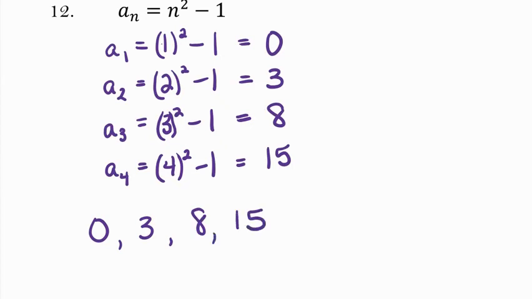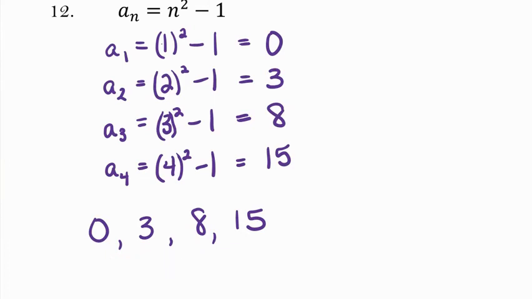Okay, if we look for a common difference there, well, to get from 0 to 3, I'd have to add 3. But to get from 3 to 8, I'd have to add 5. So it doesn't have a common difference. It can't be an arithmetic sequence.